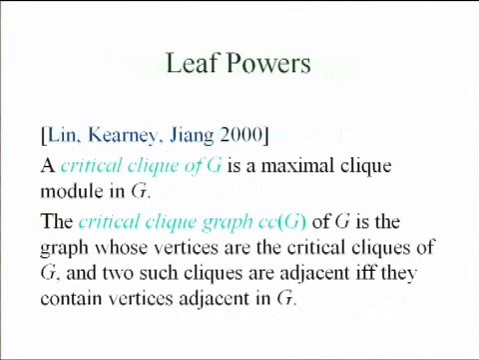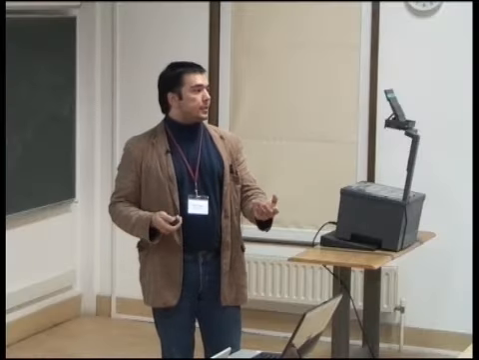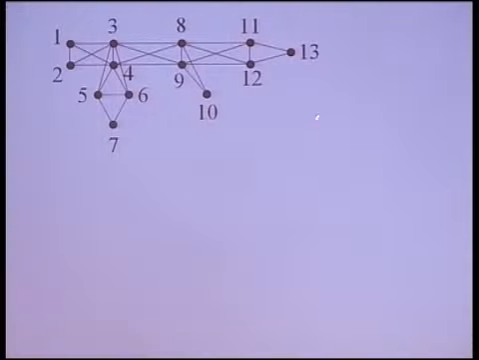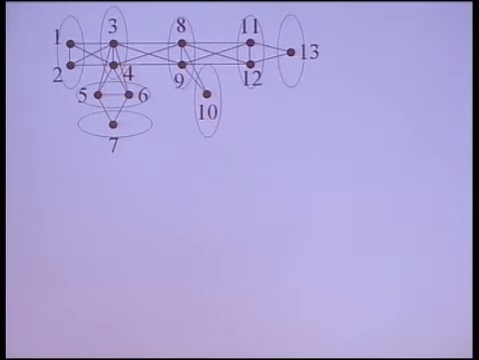I mentioned critical clique graph of some graph. A critical clique is a maximal clique module of G, and a module is a subset of the vertices such that for any other vertex outside, it either sees all the vertices in the module or none of them. So here's an example. So you've got a graph. What about the clique modules? The maximal clique modules, by inclusion maximal. So here, for example, for any other vertex outside, either it sees all the vertices or none. And these are all the critical cliques.